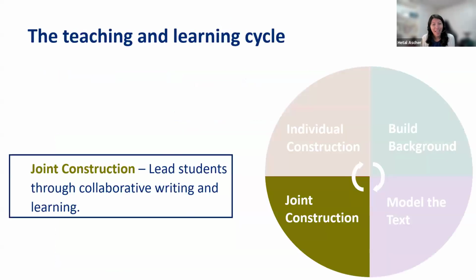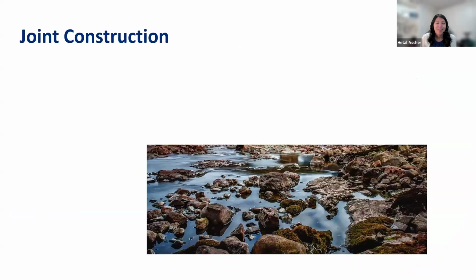Next, we're going to look at the third step called joint construction. And in this phase, students and teachers work together to write a text. And you work together with the students' ideas to write the text, and the teacher guides and prompts, but they do not fully control the process like they did in the modeling the text, where they knew what language they were pointing out, right?